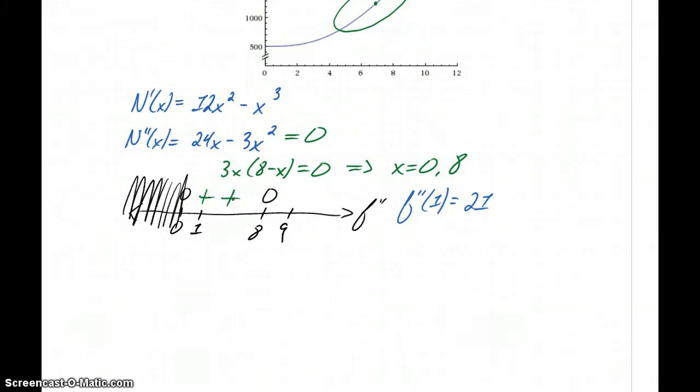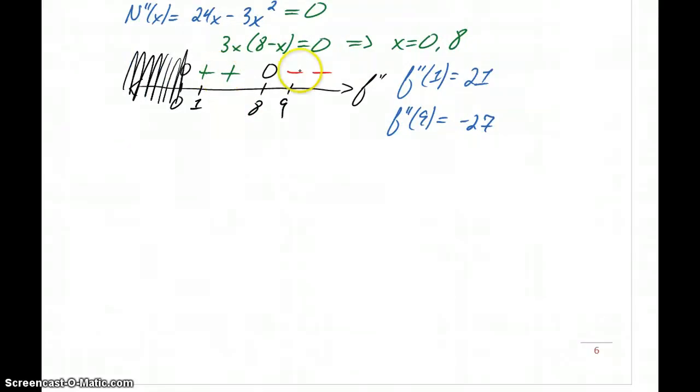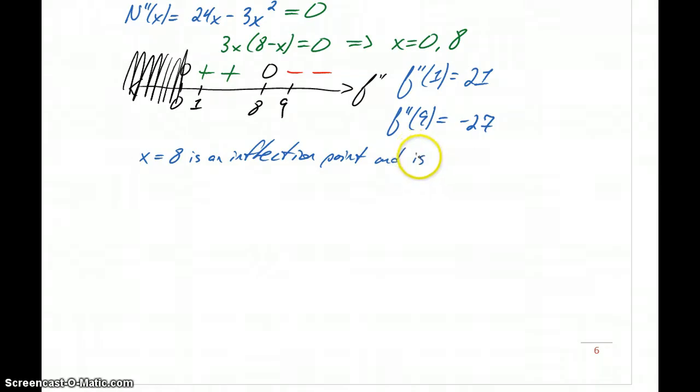So our graph is concave up, and the second derivative evaluated at 9 would give us negative 27. So our graph becomes concave down. Since our graph changes from concave up to concave down at x equals 8, we know that x equals 8 is an inflection point. And again, specifically, since it changes from concave up to concave down, it's also the point of diminishing returns.